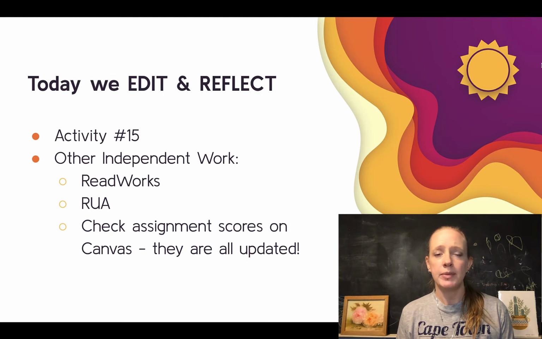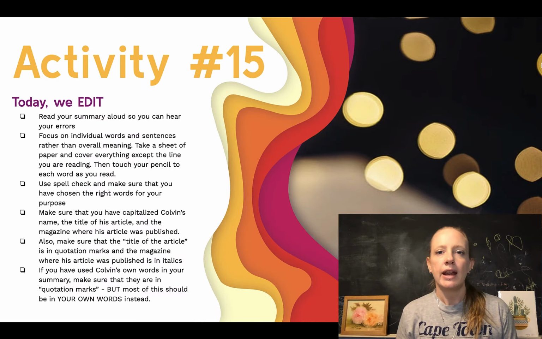Everything is now updated. You should see all of the assignments we've done so far and a score. Remember, if you see a 50% or a 0, it means you didn't do it and you need to go back and do it. In activity 15, I've given you a checklist. That checklist is of all of the things you are going to check today when you edit your summary.